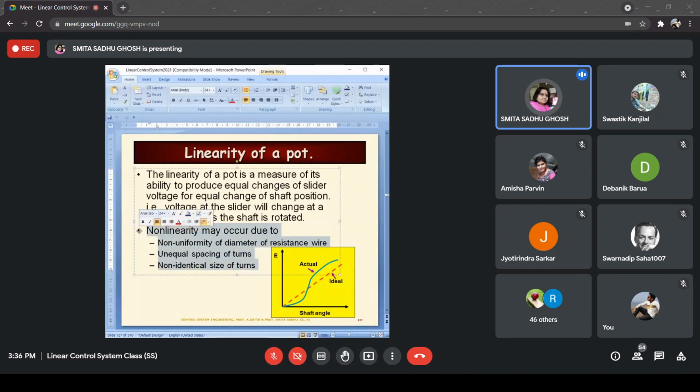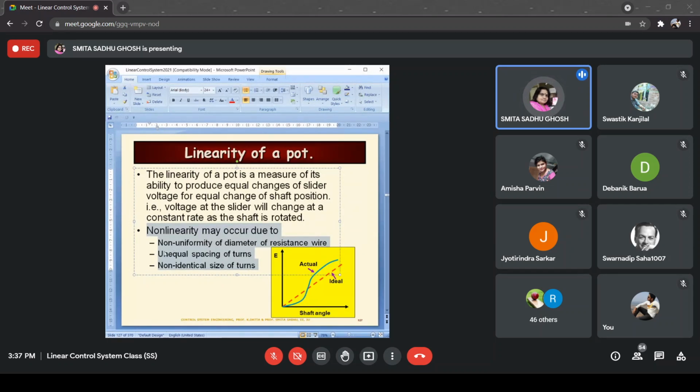Nonlinearity may occur due to non-uniformity of the diameter of the resistance wire. So as I told you, one turn will have some resistance. The next turn, because the diameter has changed, maybe by a small amount but nevertheless it's different, naturally your step size also is going to be different. So basically, non-uniformity is going to result in non-linearity.